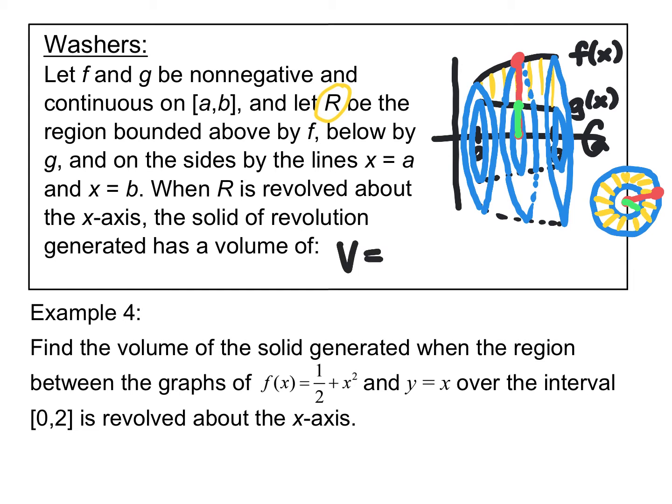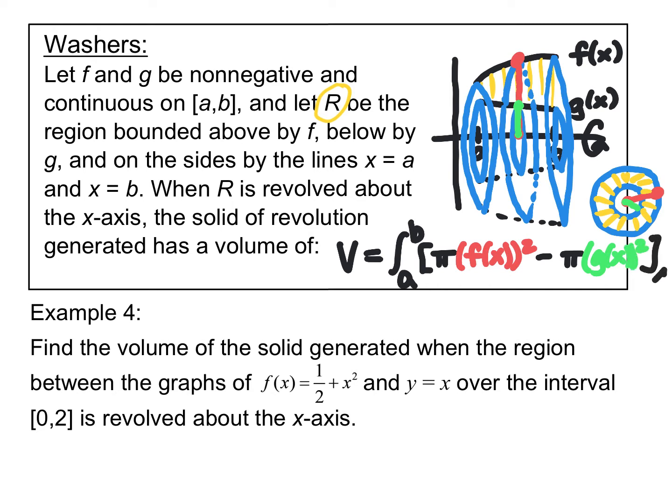So the volume is going to be the integral from A to B of pi big radius squared, and we said earlier that the big radius is f of x, minus pi little radius squared, and earlier we said that that is g of x. And then I ran out of room here, but dx.